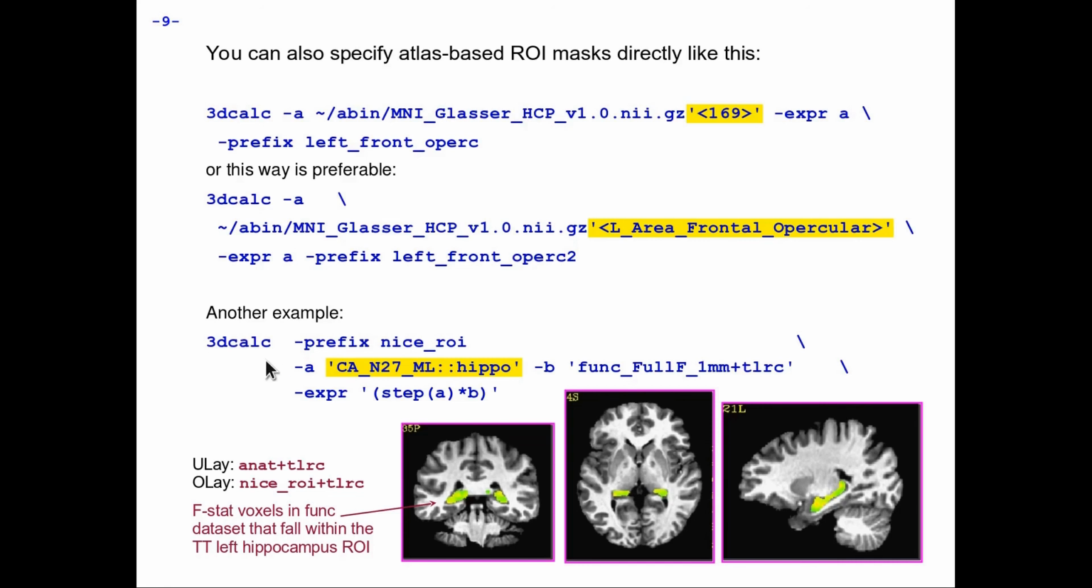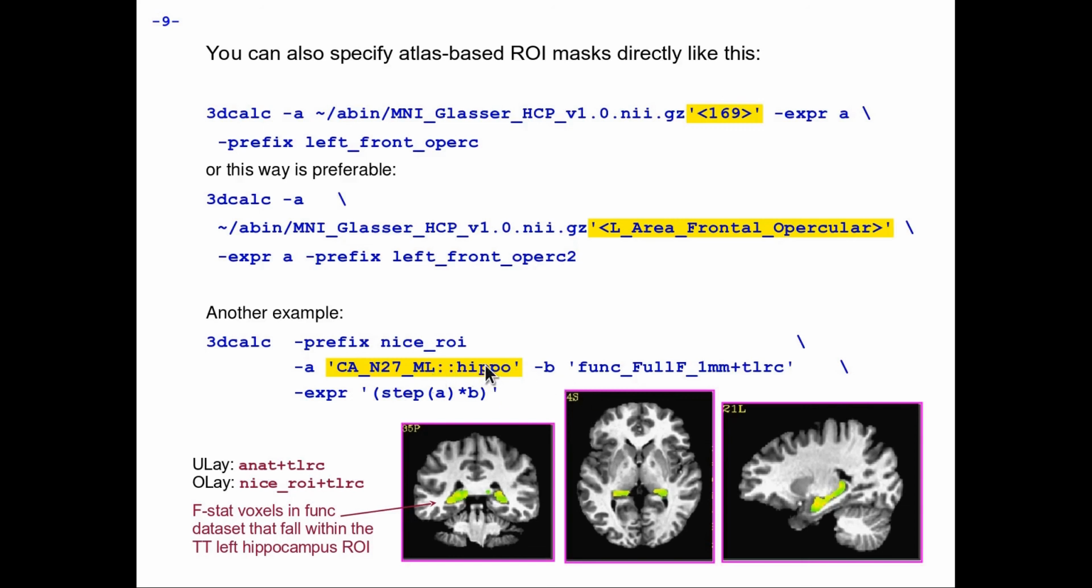Here's another 3dcalc command, and here we'll look at calling this atlas, the macro label atlas from Eickhoff and Zilles, and we will look at the hippocampus. And here's an example of the output.